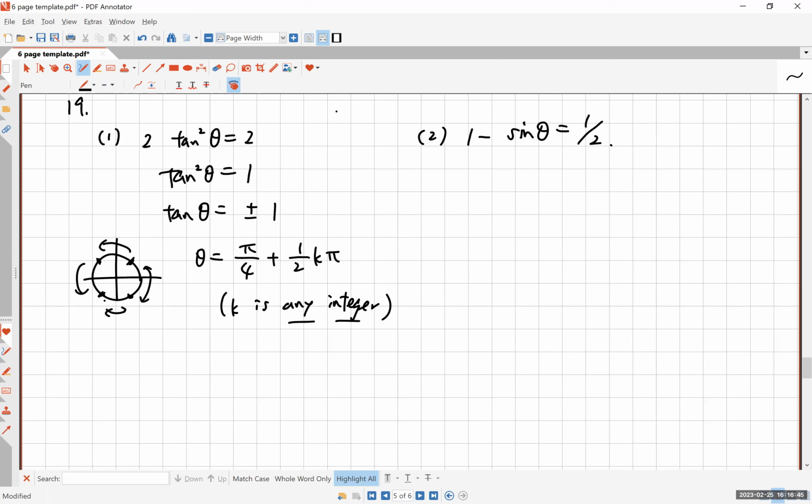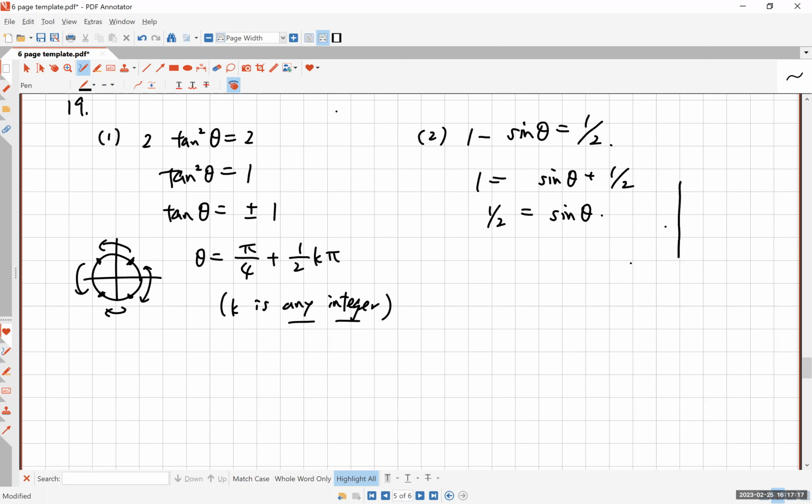So the answer is pi over 4 plus k pi over 2. Second one: 1 minus sine of theta is -1/2. I can just subtract 1/2 from both sides. Well, let's go ahead and do that later. First I'm going to say 1 is equal to sine theta plus 1/2, just adding sine theta to both sides. Now I'm subtracting 1/2 from both sides, and you get this.